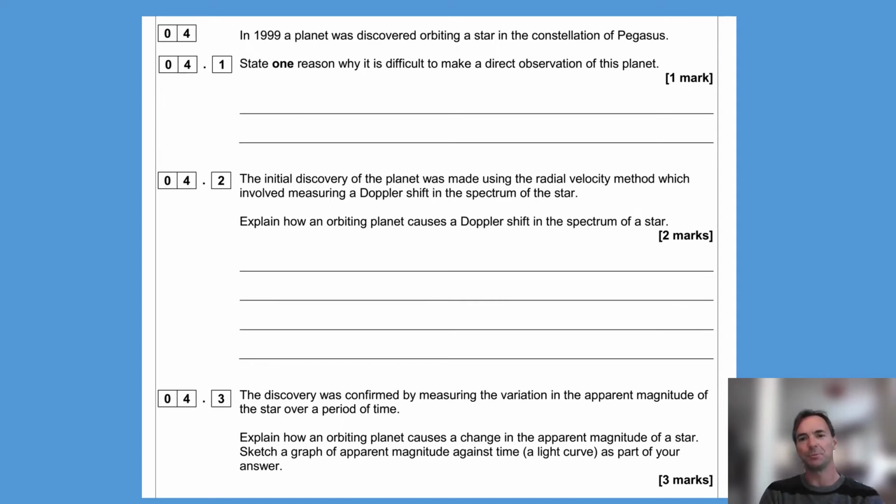The initial discovery of the planet was made using the radial velocity method, which involved Doppler shift of light from the star. Explain how an orbiting planet causes Doppler shift. You have to just describe the fact that they're orbiting a central center of mass. 2 marks for that one. The discovery was confirmed by measuring variation in brightness. Explain how an orbiting planet causes a change in the apparent magnitude of a star. Sketch the graph. So in this case, they've asked you about both.